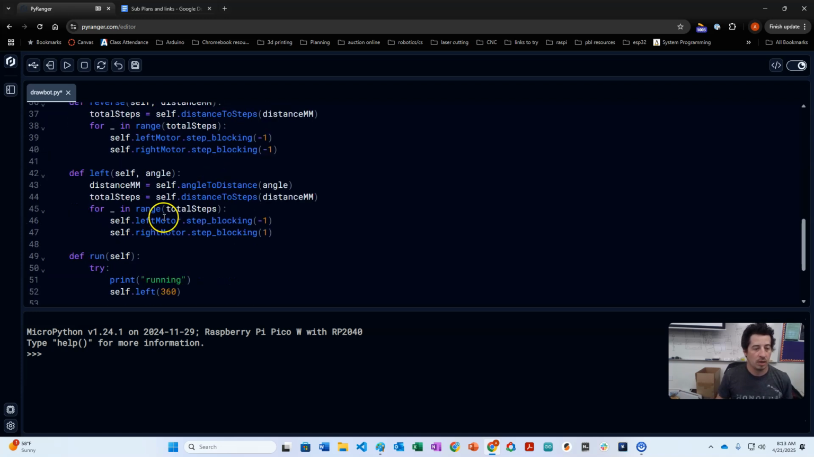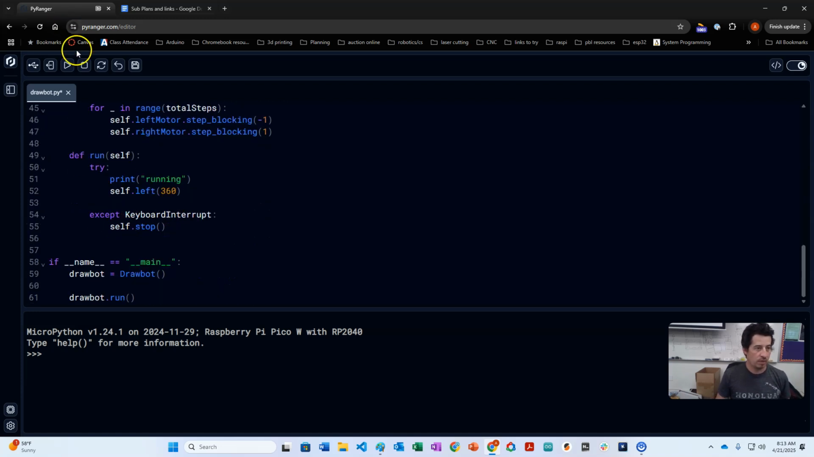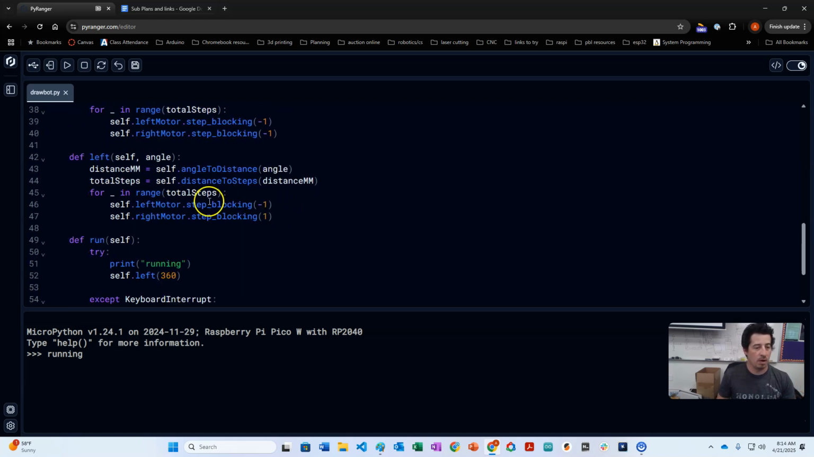Okay, and now it's going to go left. If we didn't make any mistakes, it's going to go left. If you run this, it should complete a full circle. Once you've got that done, I want you to make a copy of this and modify it to have a right function. Then you can try playing around. You could even try combining lefts and forwards and reverses and see if you can start drawing a shape.